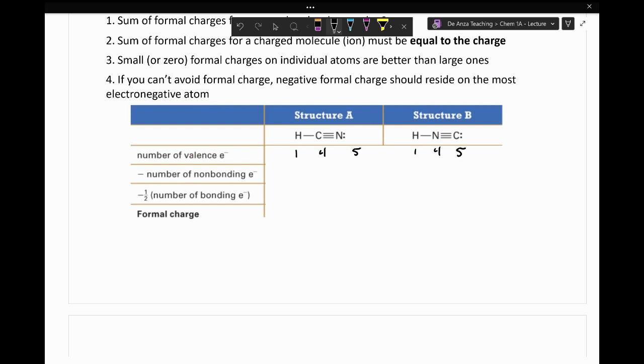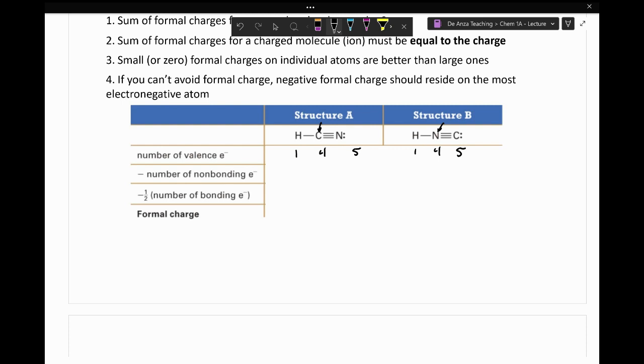So in this case, instead of having equivalent Lewis structures like we had in resonance that had the same skeleton structure, here we can see in one case we have carbon in the center, and in the other case we have nitrogen in the center. And we're basically ranking which one of these makes the most sense.